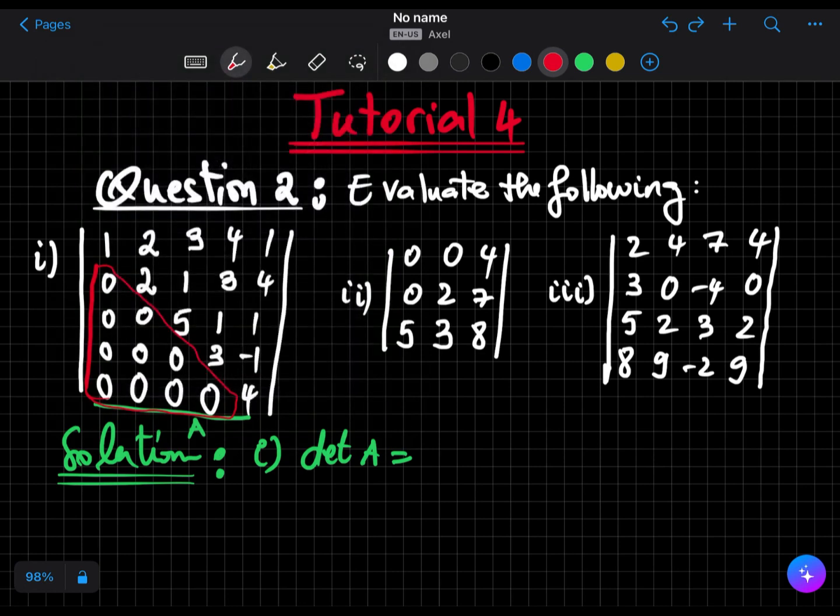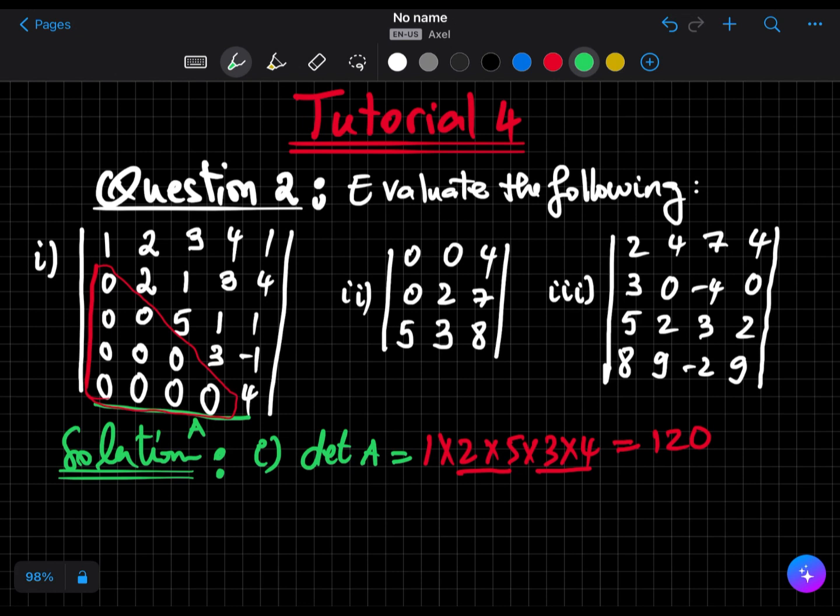From the definition or property of the determinant we saw earlier, such a matrix is called a lower triangular matrix, and therefore the determinant of a lower triangular matrix is simply the product of the elements of the diagonal. So this will be equal to 1 times 2 times 5 times 3 times 4, which is 10, 12, so this is 120.